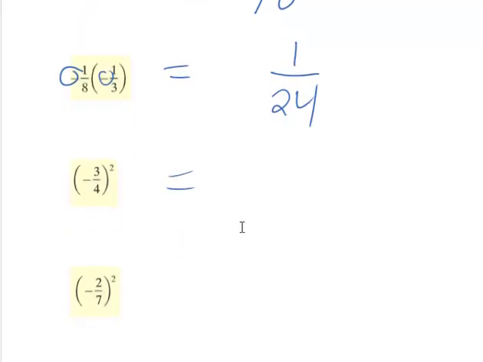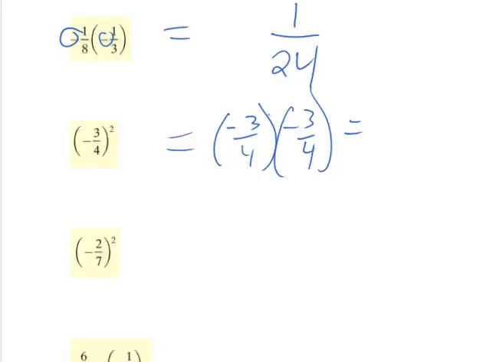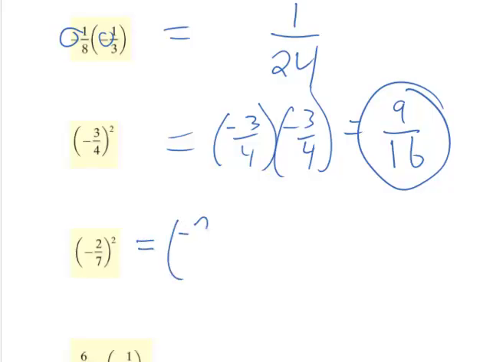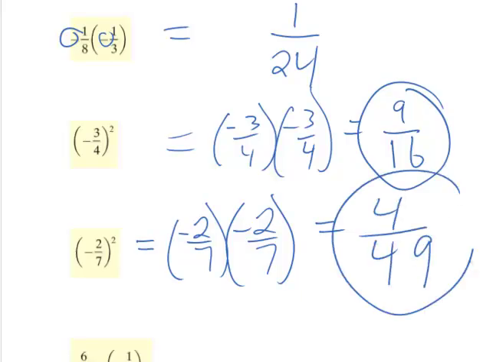Okay, in the next problem here, I have negative 3/4 squared in parentheses. So if you remember, I'm going to write negative 3 over 4 times another negative 3 over 4. So again, negative 3 times negative 3 is positive 9. 4 times 4 is 16. All right, we'll do this one the same way. So negative 2 over 7 times another negative 2 over 7 is going to leave me with a positive 4 over 49.